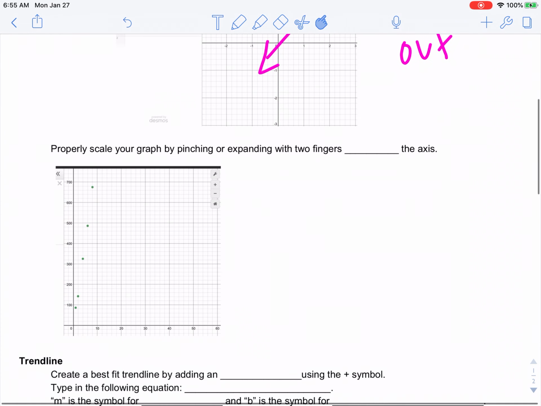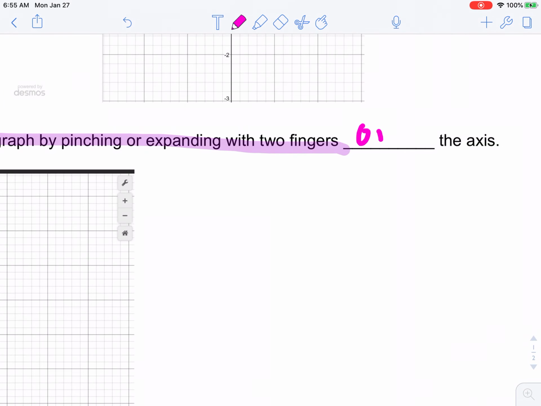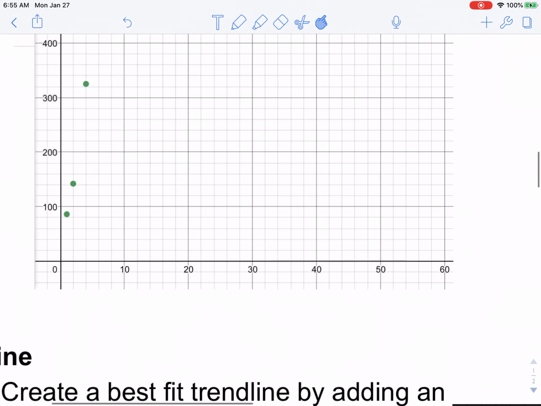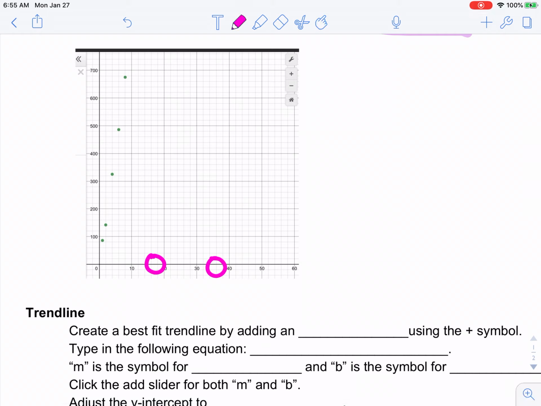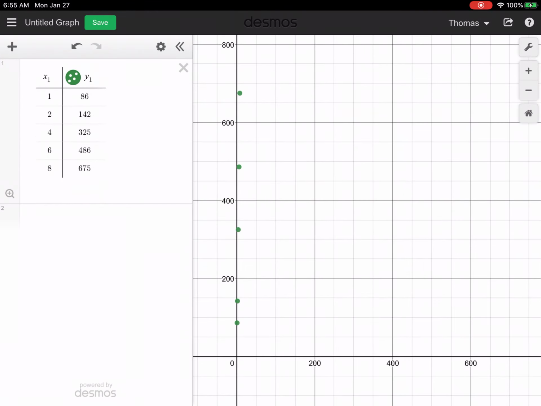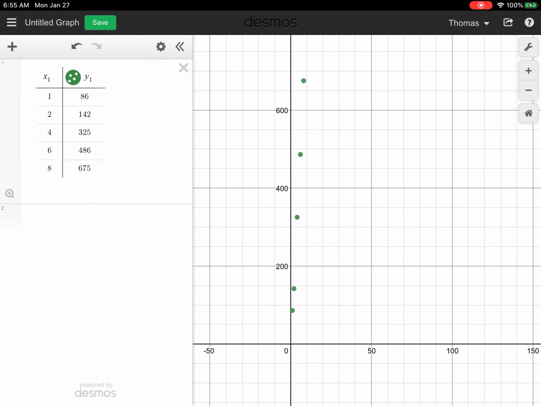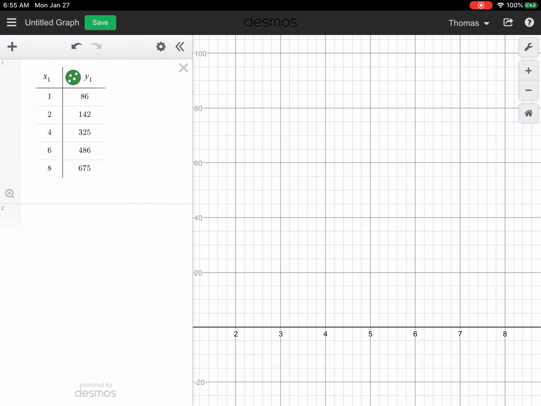In the next step, you scale your graph by pinching or expanding with two fingers on the axes. So I'm going to put my fingers here and here on the x-axis, and hopefully I'll scale my graph so that I don't have all of my data points squished up over here. That's not what I want. I want them to take up the whole space of the graph. So I'm going to pinch with two fingers, and I'm going to zoom. I'm sliding over as I go.